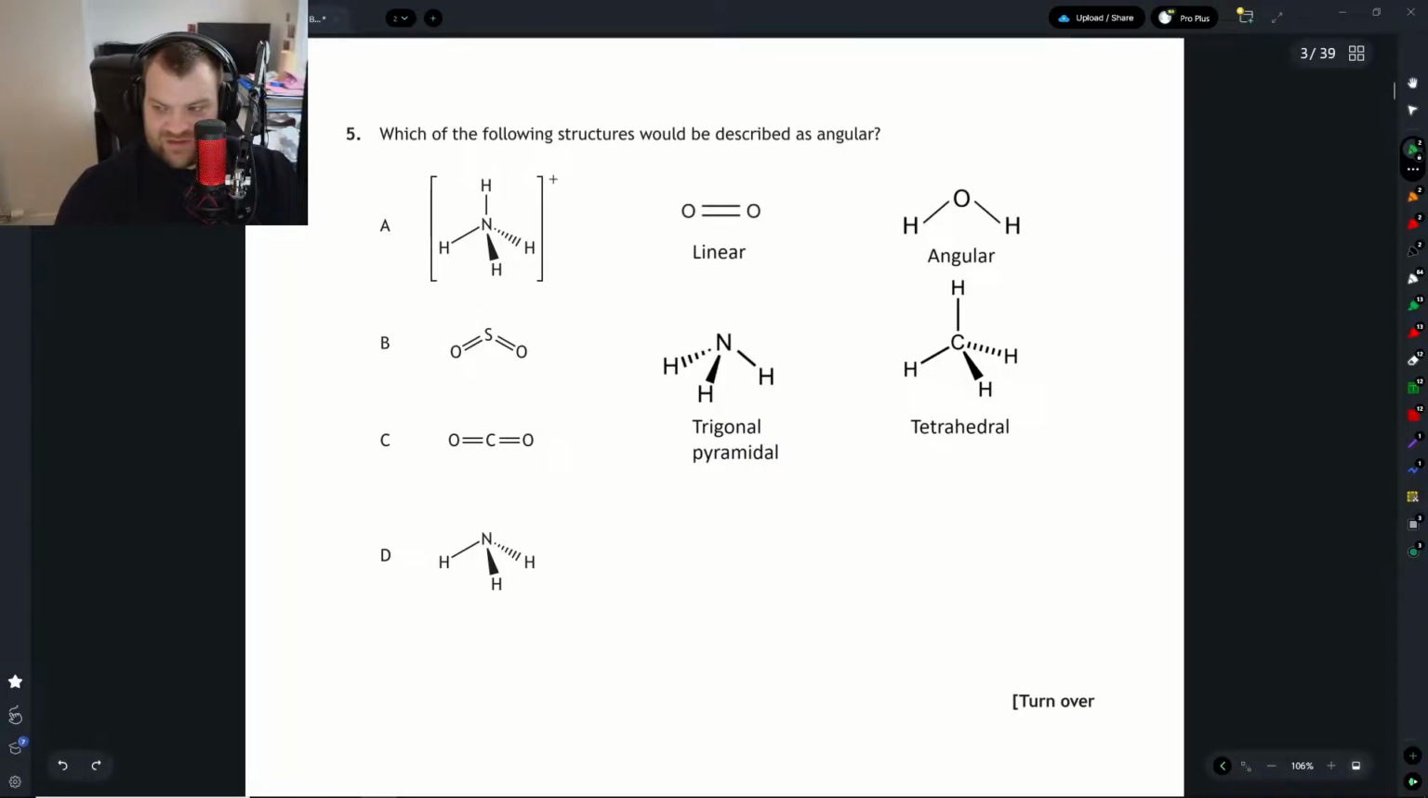A is going to be tetrahedral, which is not what we want. B is going to be our angular. That is our correct answer. We then have linear for carbon dioxide. And then our ammonia is our trigonal pyramidal.